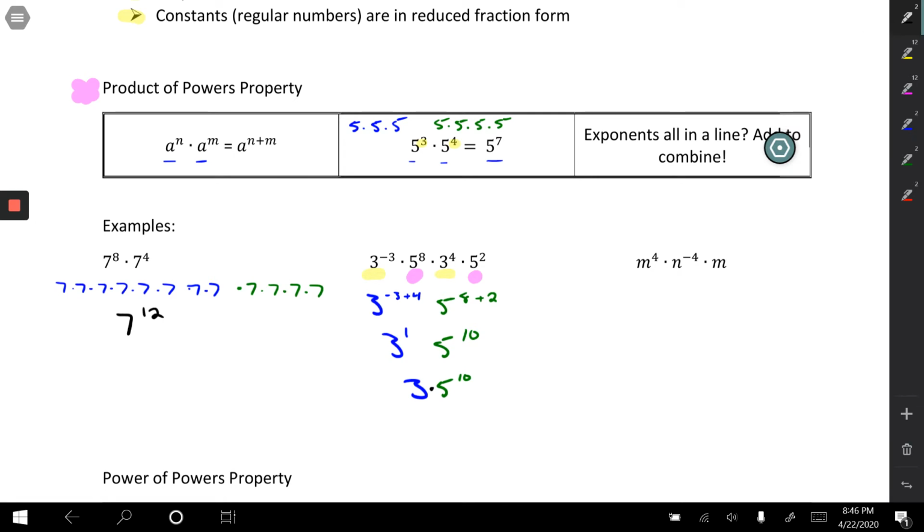Now let's take a look at this next one. This one is all letters, so we get a look at what that looks like. And we have to keep in mind, I'm only adding the ones with the same bases. So I will add this exponent. I've got m to the 4.